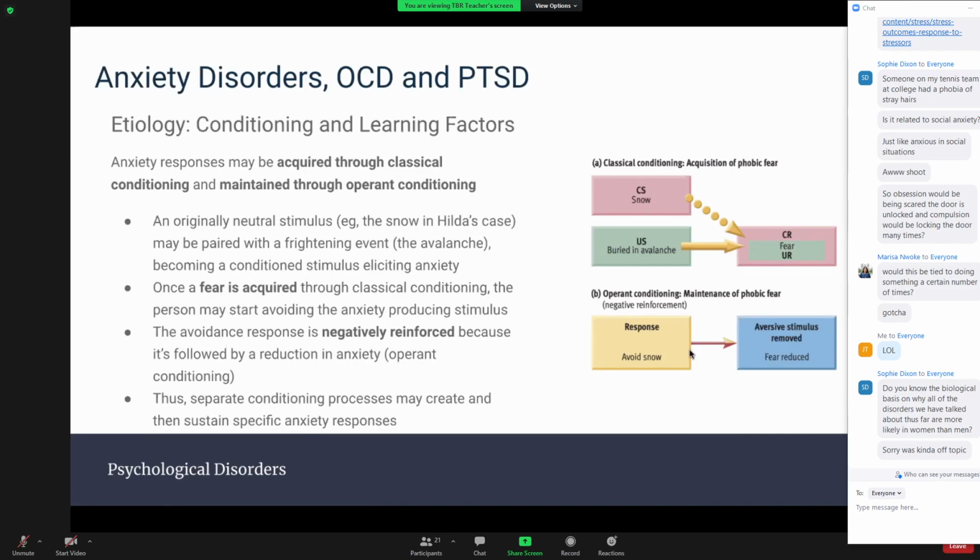We haven't talked about this, but hopefully you're familiar with classical and operant conditioning. The first one, classical, is Pavlov. The second is Poor Little Mice. And the idea is that you have a neutral stimulus. So that's the snow for Hilda. And that could be paired with a frightening event. So that would be the avalanche. So in this case, what we're talking about in Pavlov, what's the classic neutral stimulus?